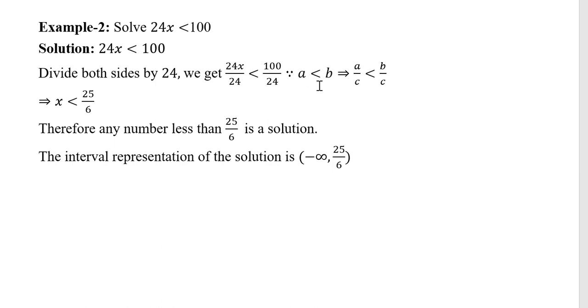This is because of the rule: A is less than B implies A by C is less than B by C. Now cancelling 24 in the numerator and denominator, the inequality reduces to x less than 25 by 6. So any number less than 25 by 6 is a solution for the given inequality. The interval representation of the solution is the open interval minus infinity comma 25 by 6.